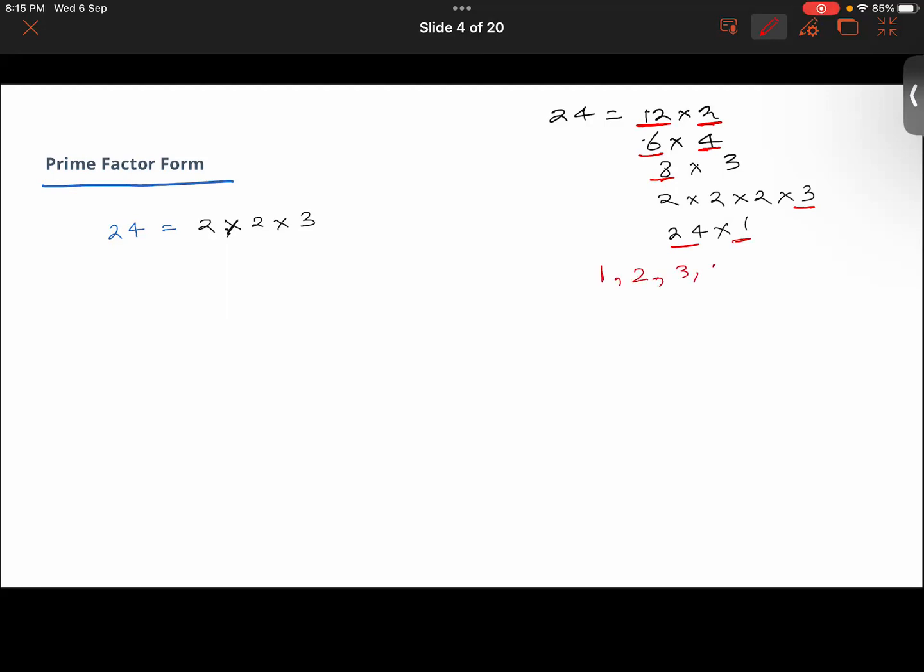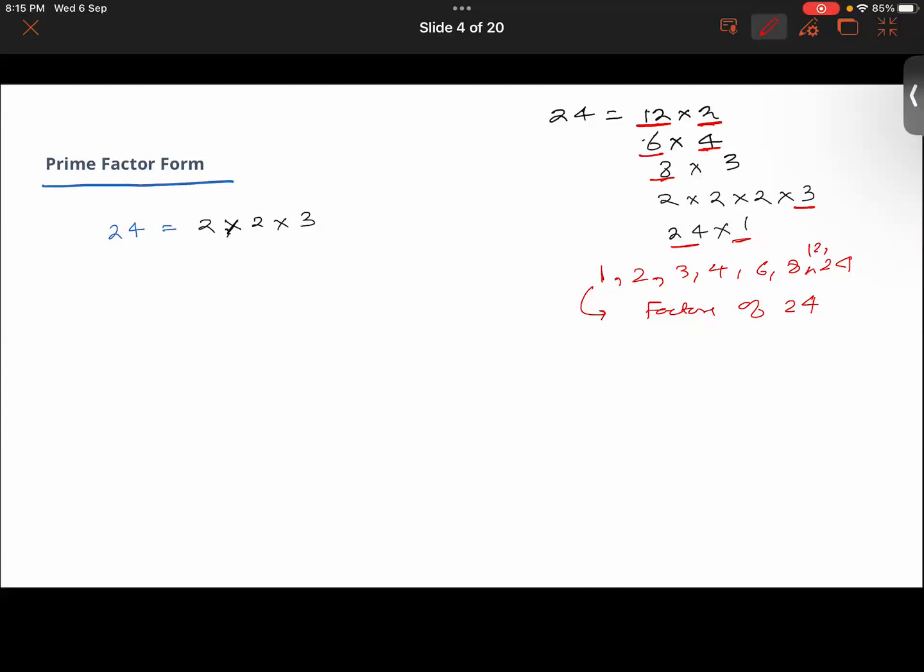1, 2, 3, 4, 6, 8 or 24. इन्हें हम simply factors कहते हैं. Factors of 24. Also 12. Did I miss any number? 12 also is there. So hence 1, 2, 3, 4, 6, 8, 12 and 24 are the factors of 24.